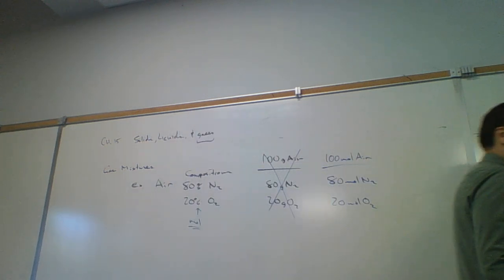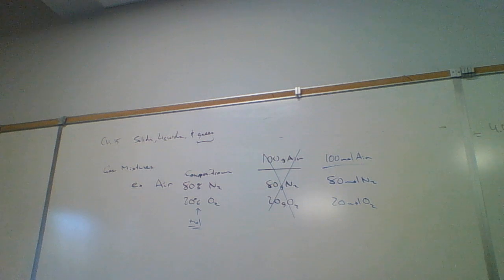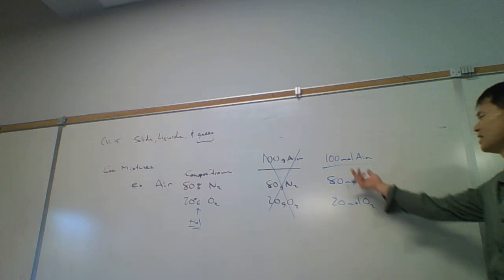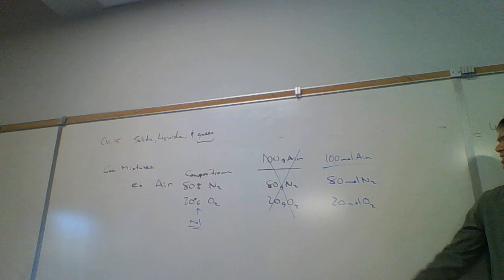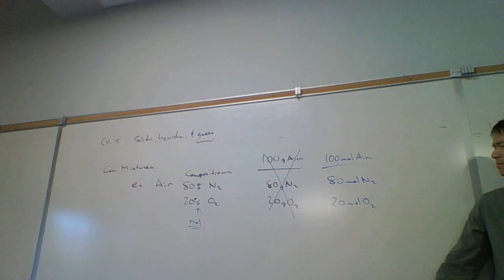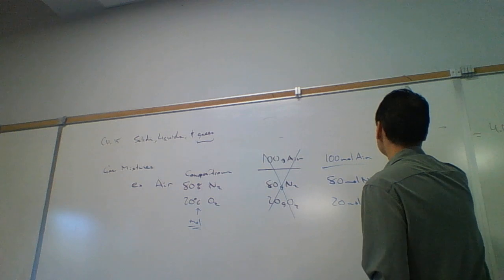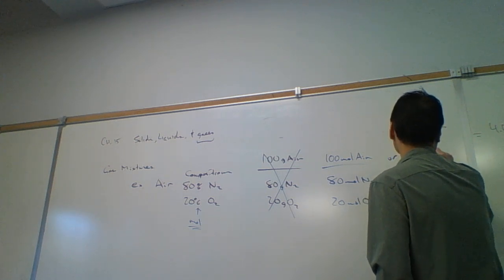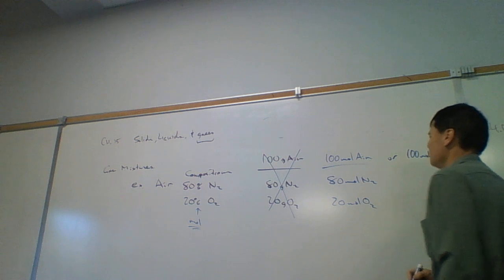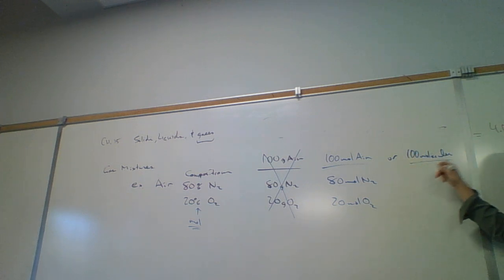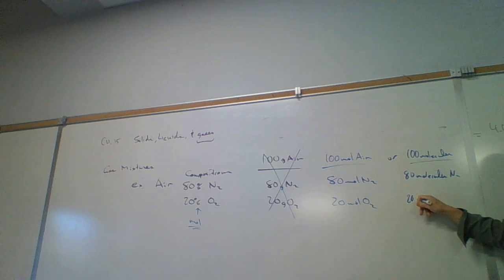A mole is just a counting unit, like a dozen. If I had 100 dozen air molecules, I'd have 80 dozen nitrogen and 20 dozen oxygen molecules. Or I could say for every 100 molecules, now a mole of molecules is a lot more than a molecule, but for every 100 molecules, I'd have 80 molecules of nitrogen and 20 molecules of oxygen.